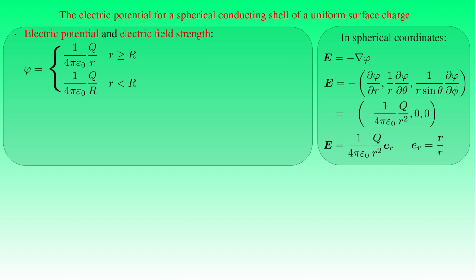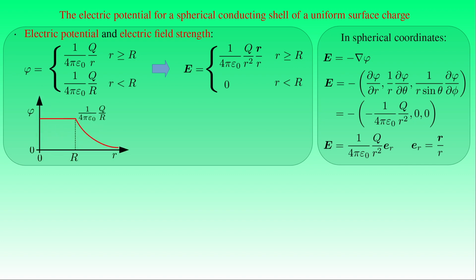As a result, we regain the expression derived when we computed the electric field strength for a spherical shell of a uniform surface charge by applying Gauss' law. If we inspect this result with the electric potential and the magnitude of the electric field strength plotted as a function of the distance from the center of the shell, we can conclude the following.